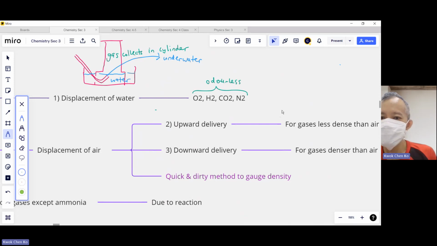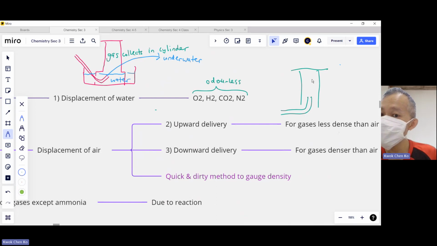For upward delivery, it's very simple. Again, you have a glass tube, the key is pointing out, and then you have an inverted cylinder. Because the gas is quite light, it will float to the top, and the air gets pushed downwards. Very simple. And you probably can draw the same. What is the apparatus for downward delivery? How does it look like, downward delivery?